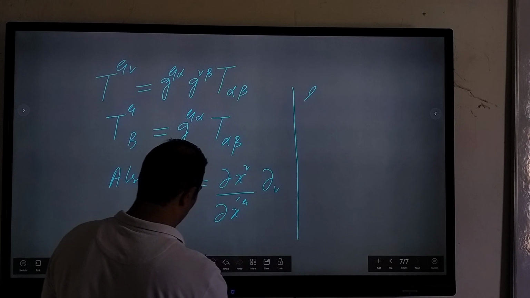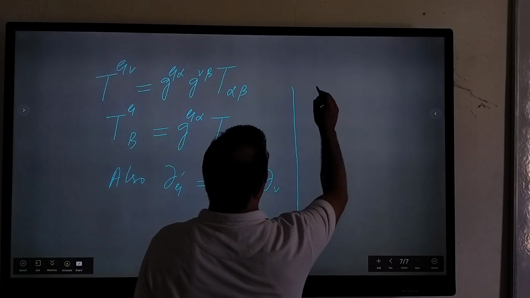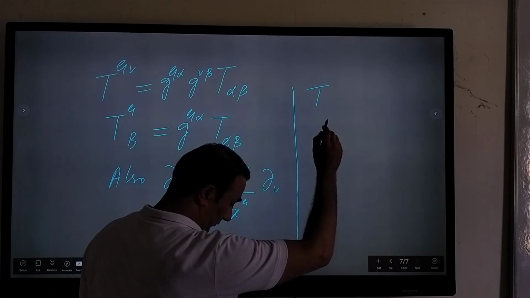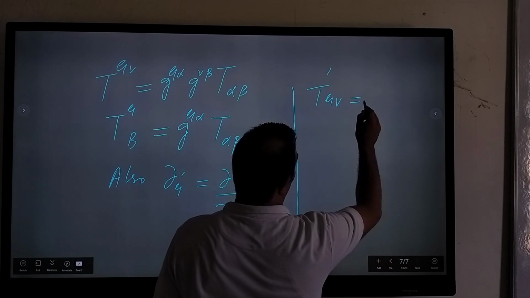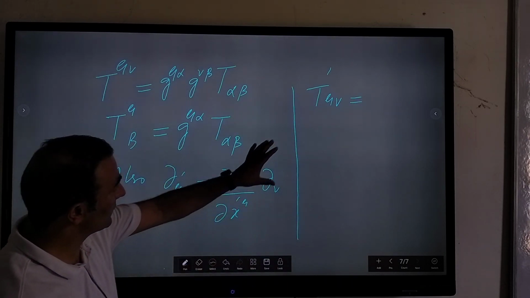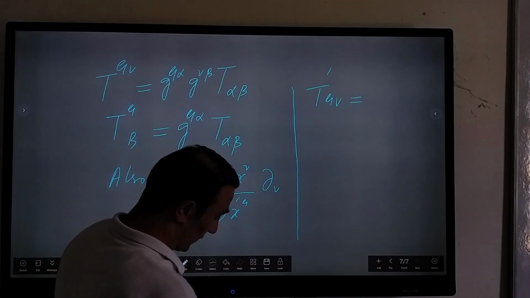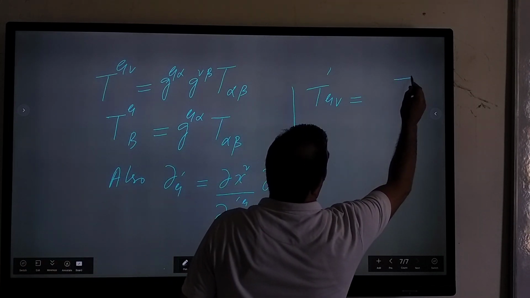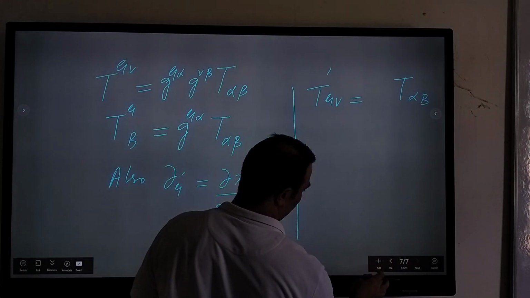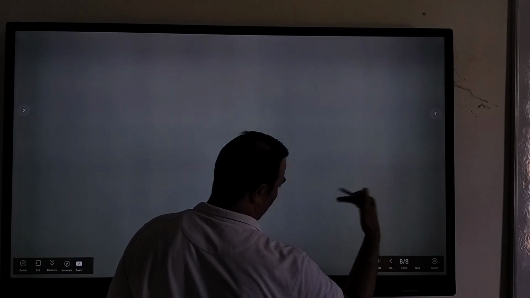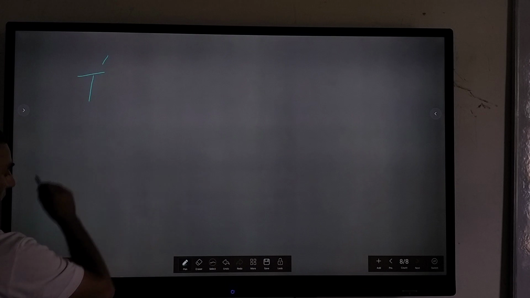If we have some T prime, so how can I write this? So this I can write in terms of these transformation matrix, right? So taking the gradient, you can rewrite this as T alpha beta. Or let me write it on another page, so you can write that T prime.